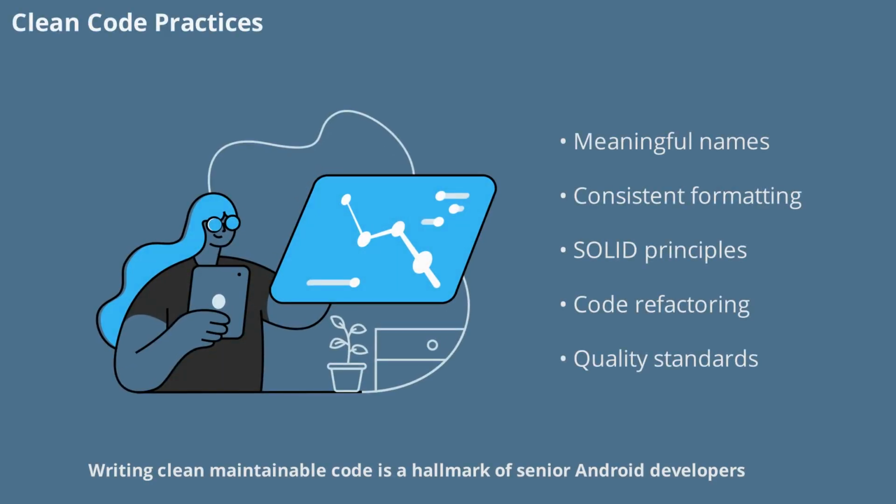Writing clean, maintainable code is a hallmark of senior Android developers. Using meaningful variable names, following consistent formatting, and applying SOLID principles ensures your code is easy to read and extend. Sharing examples of how you refactor code and enforce standards in your projects highlights your commitment to quality and professionalism.